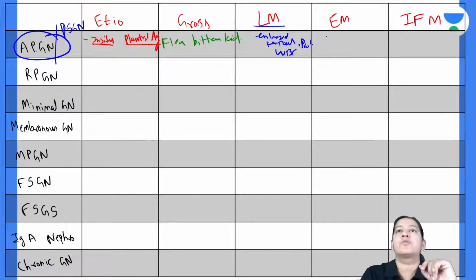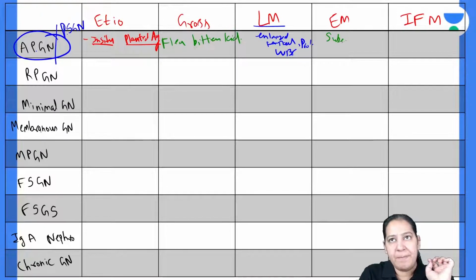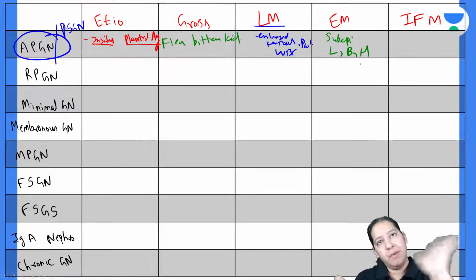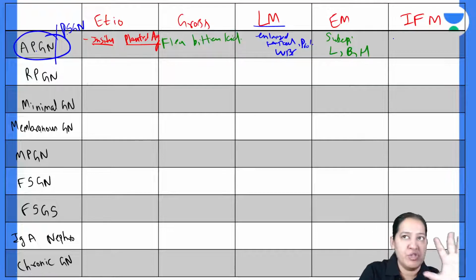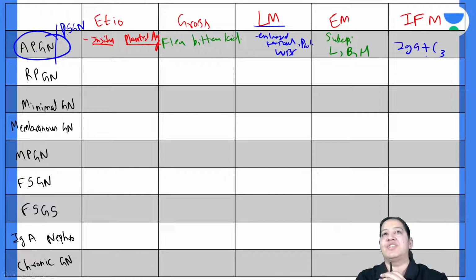On electron microscopy, what is the location of deposit? The location of the deposit is subepithelial and deposits are big in size. They are lumpy, bumpy, humpy deposits. And location is subepithelial. In immunofluorescence, you will come to know the composition. The composition is IgG plus C3 along with the antigen, right?